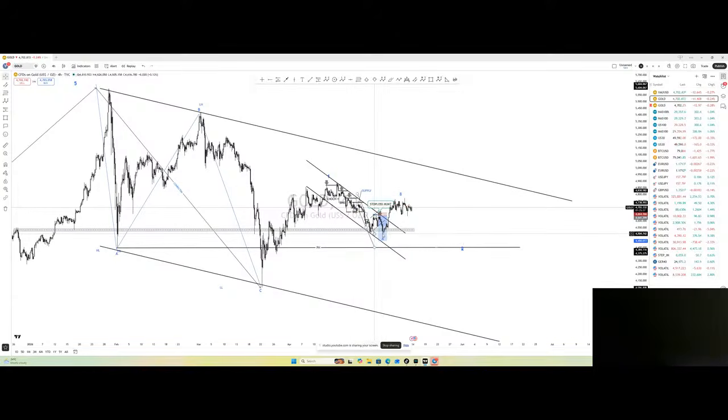Then there's a new correction. This also should be within this level, between there. This is where you should expect the sell to take place. I mean the buy.